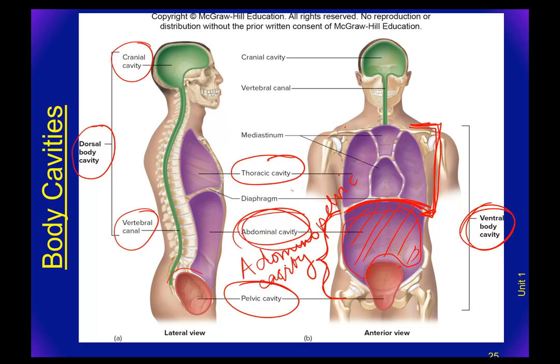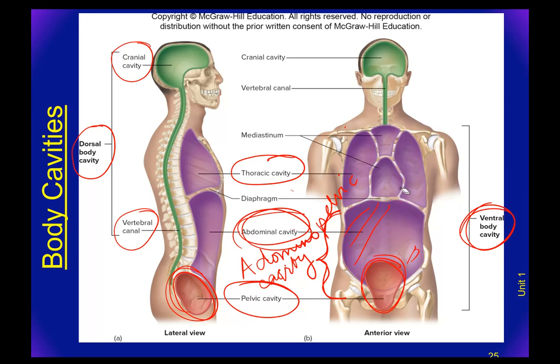The pelvic cavity, this little dude right here, is basically the bowl created by your pelvis. This is where your bladder is, or any internal reproductive organs. So for females, this would also be where the uterus, the ovaries and the fallopian tubes are.